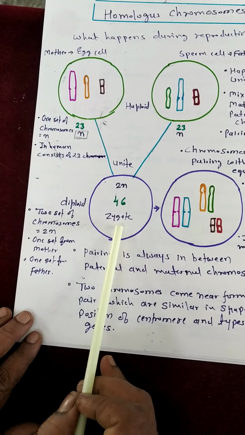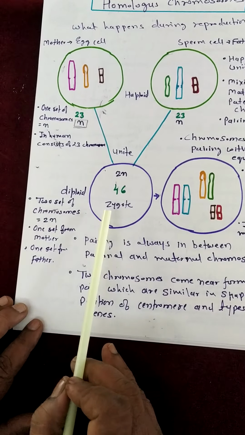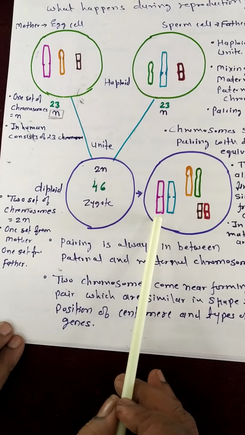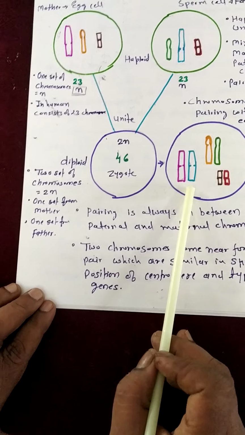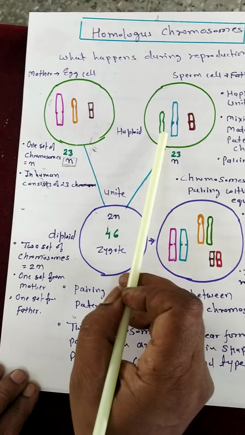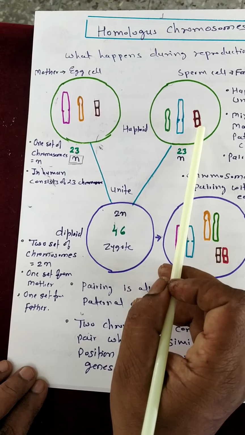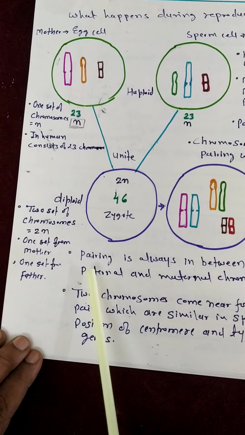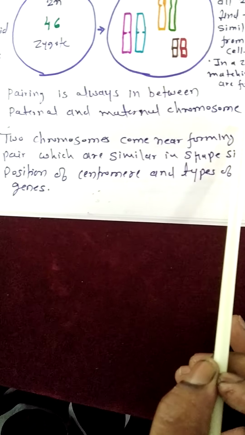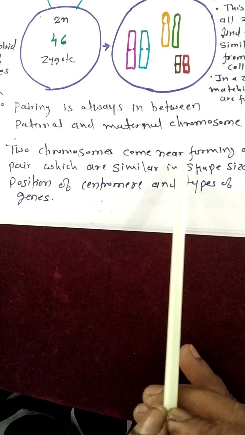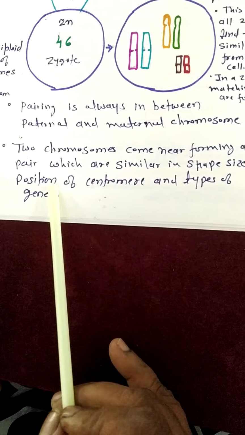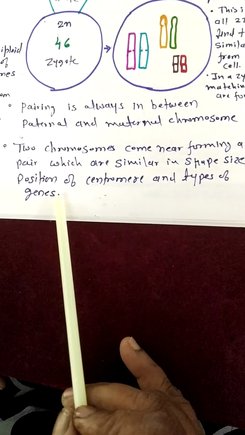When does the pairing take place? When there is a zygote formation, and in zygote mother and father chromosomes come together, then there will be the pairing of equivalent similar chromosomes. See here, this chromosome pairs with this chromosome, this chromosome will pair with this chromosome. So, the pairing is always in between paternal and maternal chromosomes. Two chromosomes come near, forming a pair which are similar in shape, size, position of centromere and types of the genes.